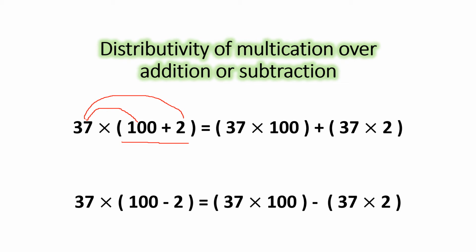Do you understand, children? In the same way, multiplication over subtraction. Just write 37 into 100 minus 2. That can be written as 37 into 100 minus 37 into 2.